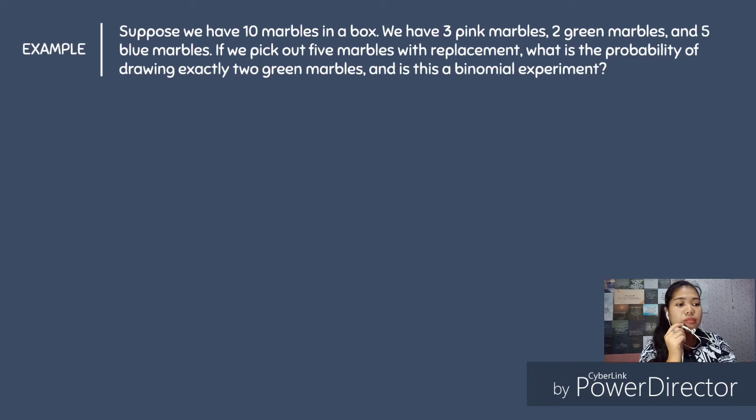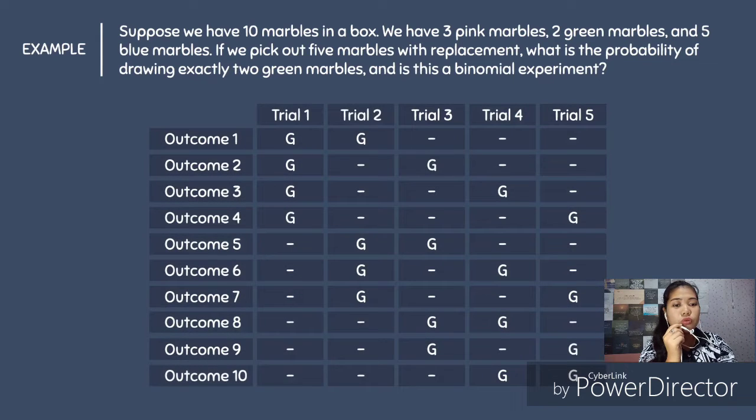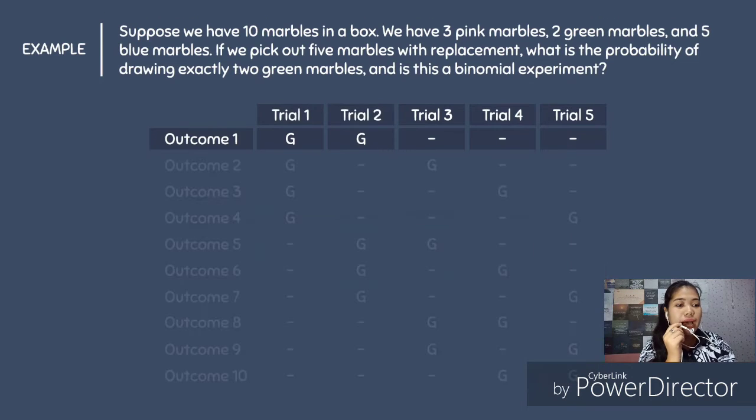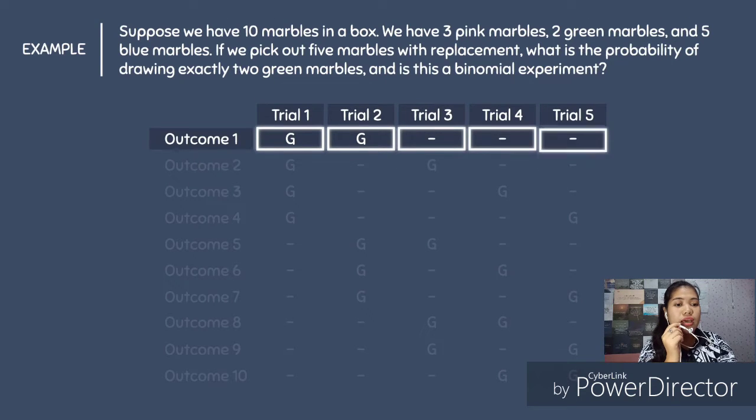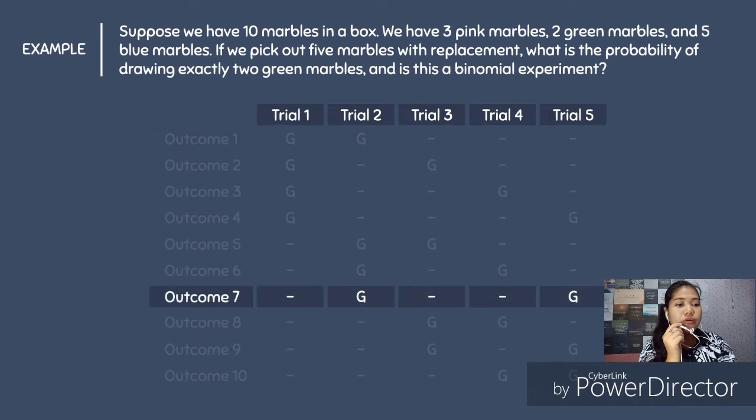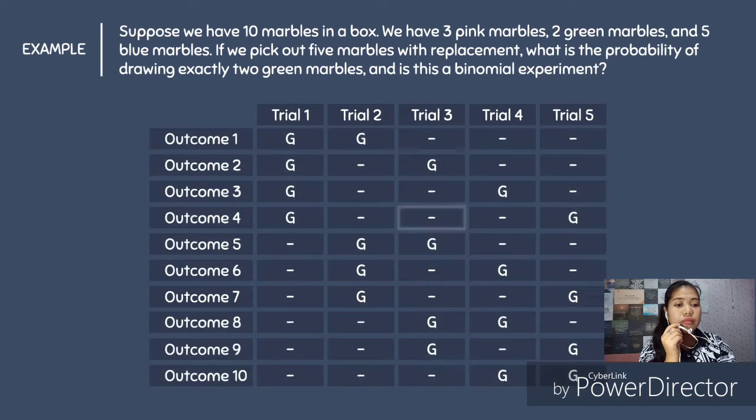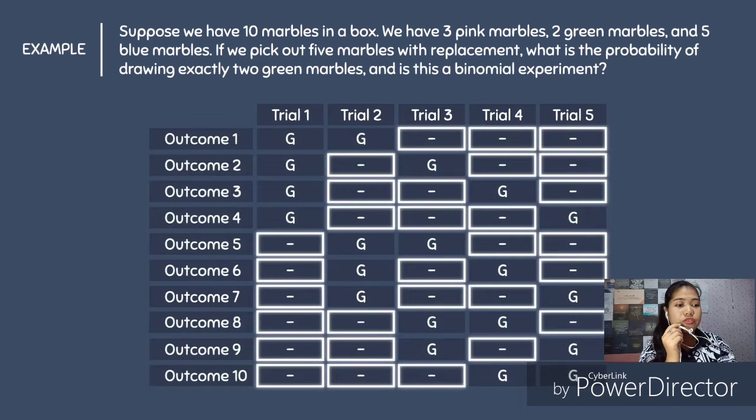To solve this problem, we need to write all the possible ways of drawing exactly 2 green marbles. For example, one way is drawing a green marble on the first and second try, and then not drawing a green marble on the third, fourth, and fifth try. Another way could be only drawing a green marble on the second and fifth try.